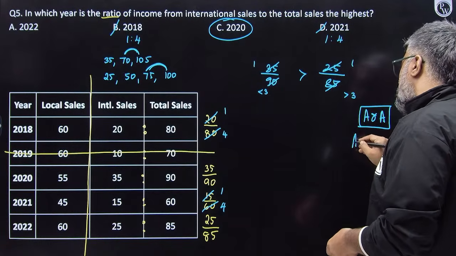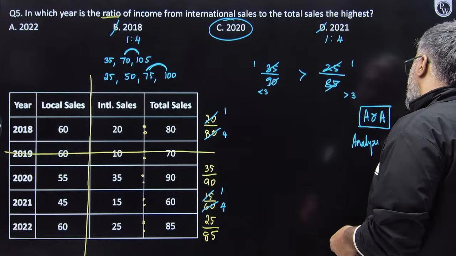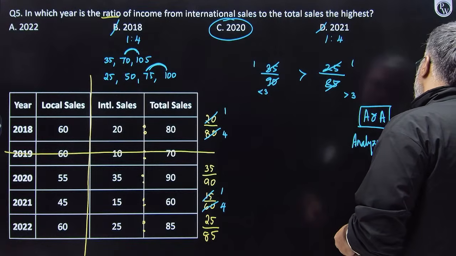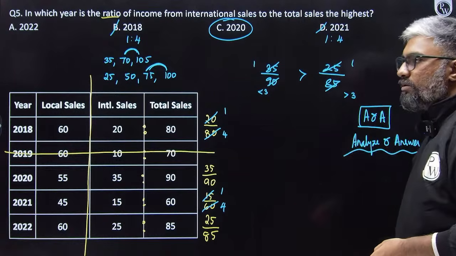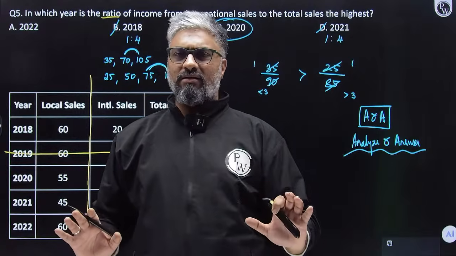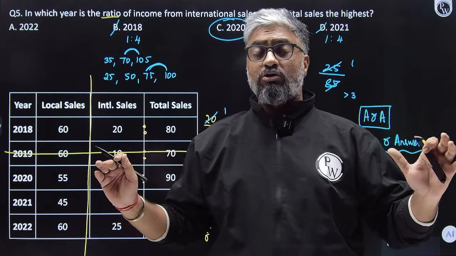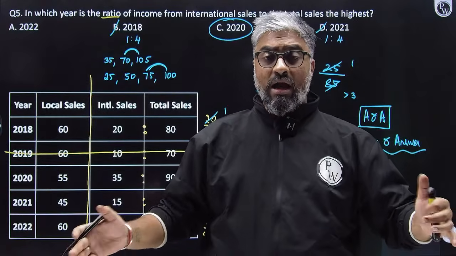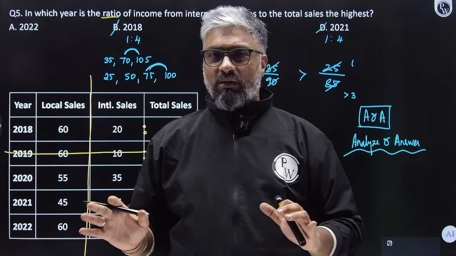So try to use this A and A method. A and A is what? Analyze and answer. Good? Now this is your simple set, right? This is not too complicated. It's not using too many advanced concepts and it's not even using multiple concepts at once, right?